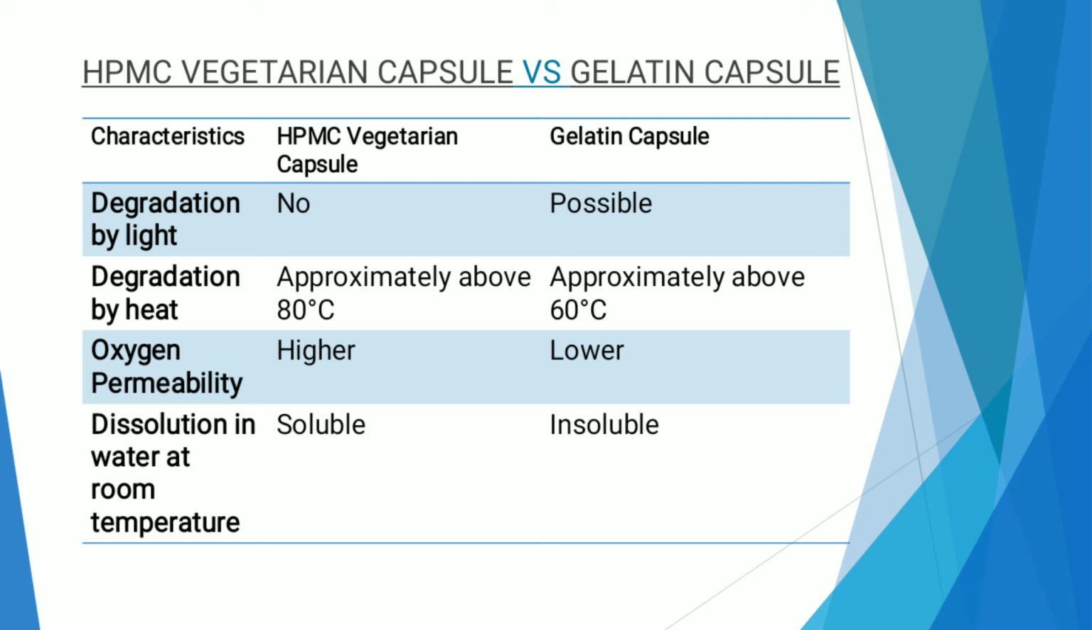Then further differences, so degradation by light: HPMC does not get degraded, whereas gelatin capsules can possibly get degraded. Then degradation by heat, approximately above 80 degrees Celsius for HPMC, whereas for gelatin capsule it is approximately above 60 degrees Celsius. Then oxygen permeability is high for HPMC vegetarian capsule, whereas low for gelatin capsule. Then the next point for differentiation is dissolution in water at room temperature. So HPMC is soluble, whereas gelatin is insoluble in water at room temperature.